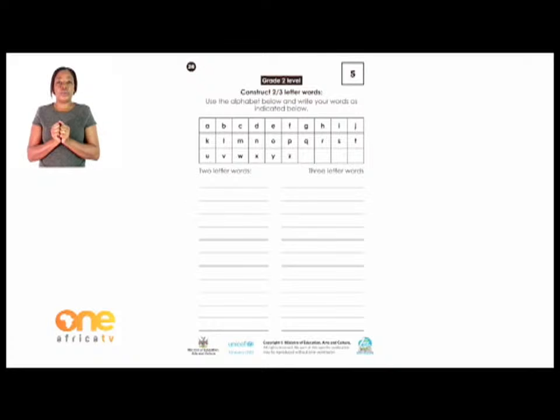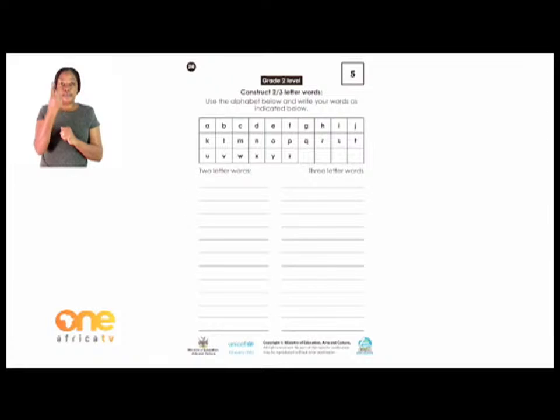If you are next to someone or your neighbor, don't copy their answers. You can come up with your own words. Are we together? So you have to write for me the 2-letter words on the left and the 3-letter words on the right. Now, what do we mean by 2-letter words? The 2-letter words are the words which only comprise 2 letters of the alphabet.